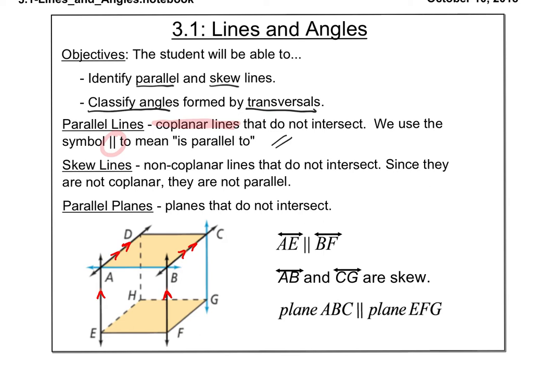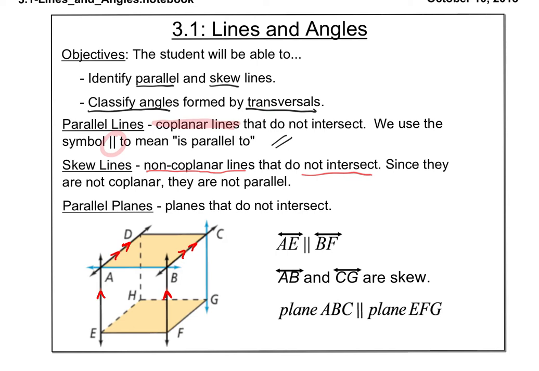about is skew. Skew lines are non-coplanar lines. Okay, they do not intersect. So, both parallel and skew lines do not intersect. However, the difference between the two is that parallel lines are on the same plane and skew lines are on different planes. Okay? We'll go over an example of that in the bottom picture.